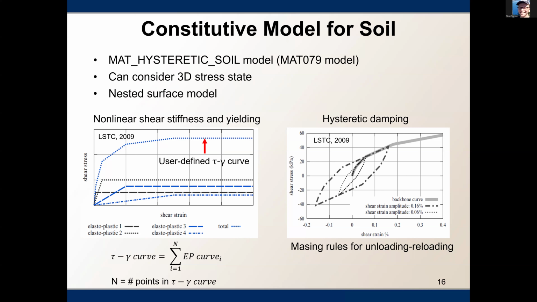So you can see that in order to define the nonlinear stiffness and yielding, we have this user-defined backbone curve. We define it ourselves with a user input, and based on this, the program makes a number of perfectly elastic surfaces based on the number of points we define. In this way, you can consider a curved, user-defined curve like this. As for the hysteretic damping, there are rules for loading and unloading. Here you can see for different strains how the damping evolves.